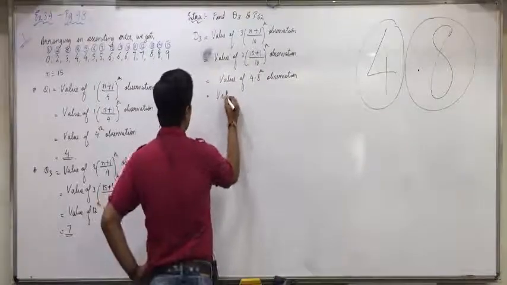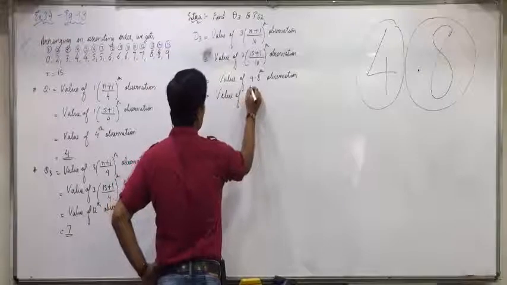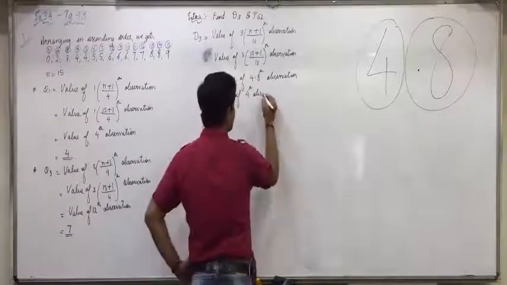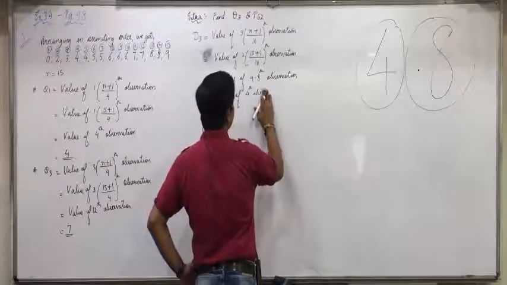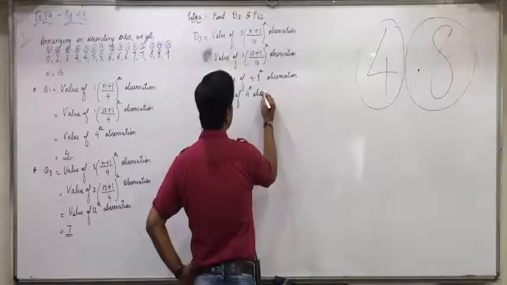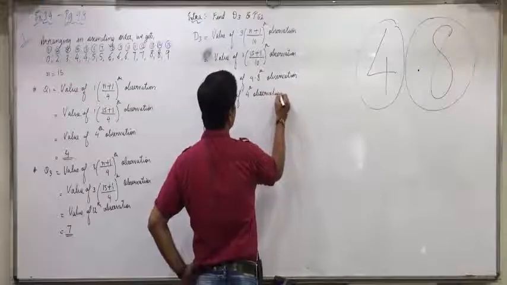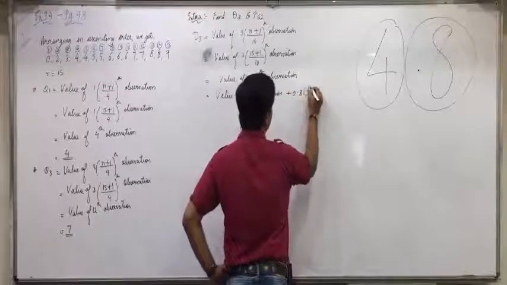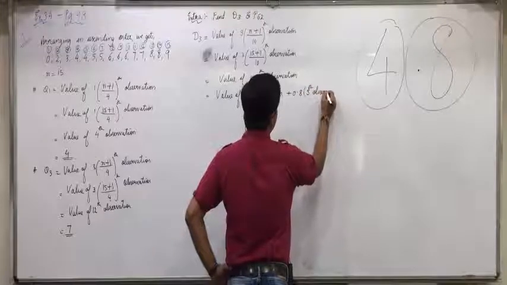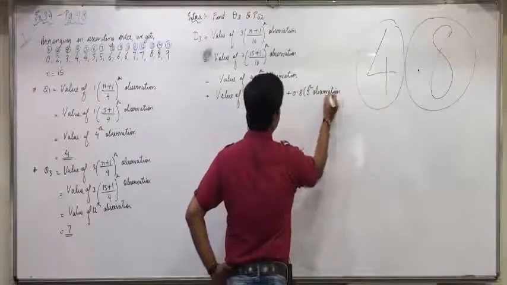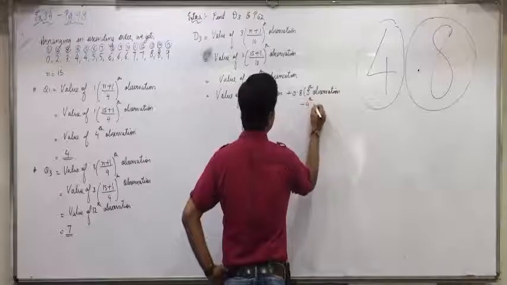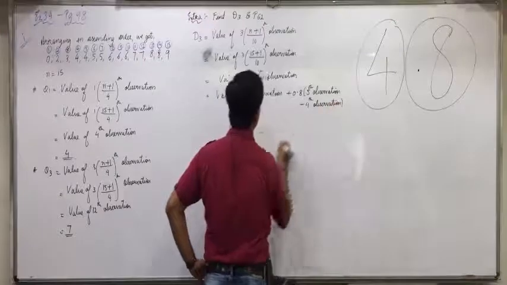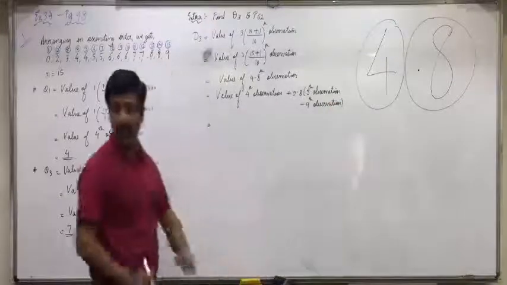Let on value of 4th observation. Who is talking in between? Observation should not become obs, okay? Plus 0.8, bracket fifth observation minus fourth observation. Is everyone clear with this?